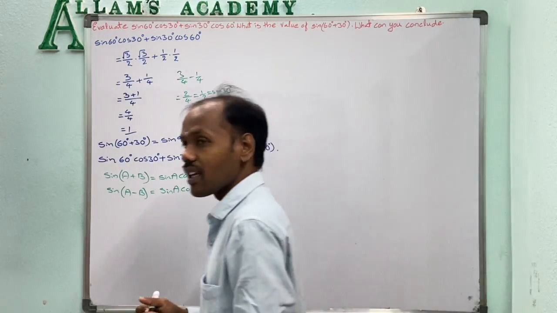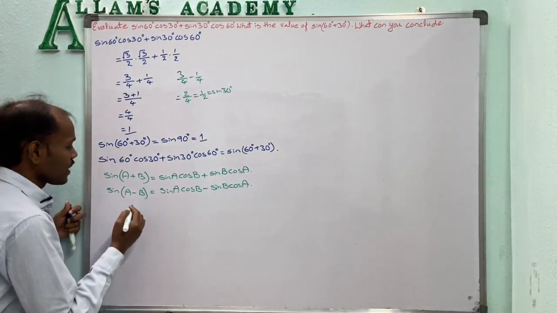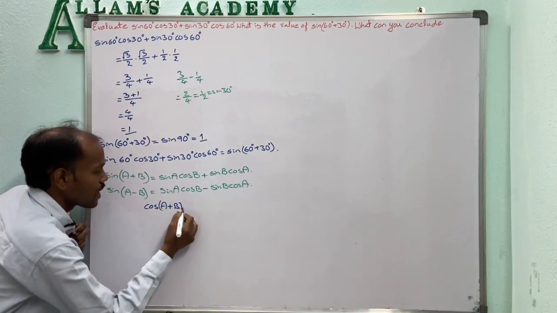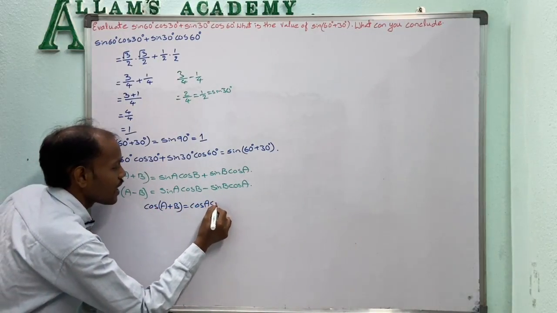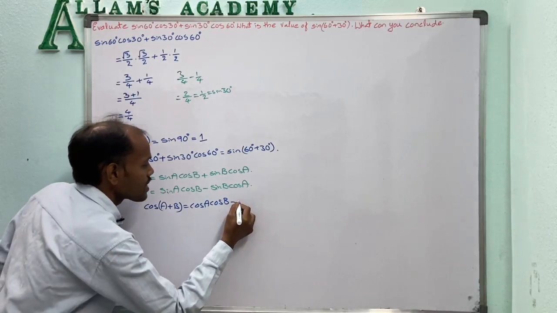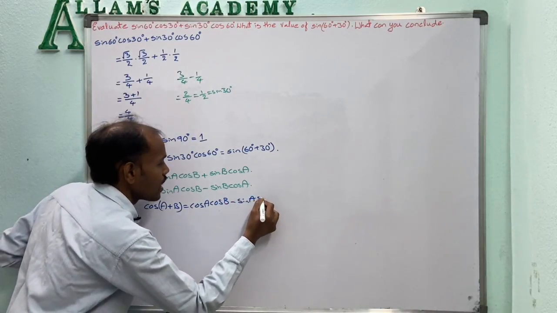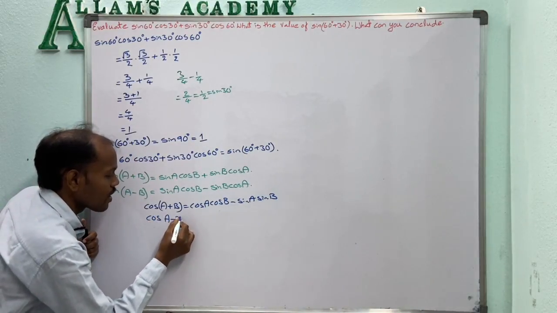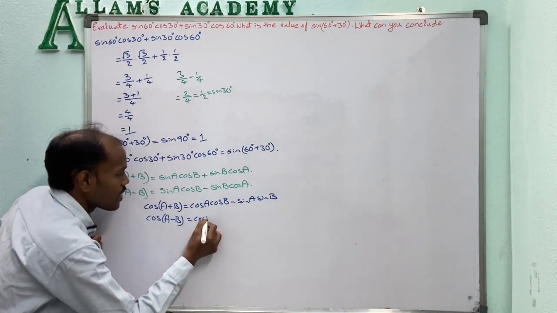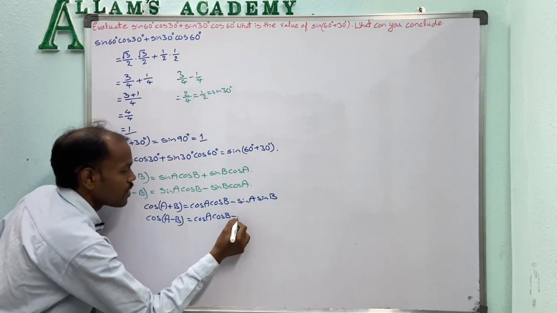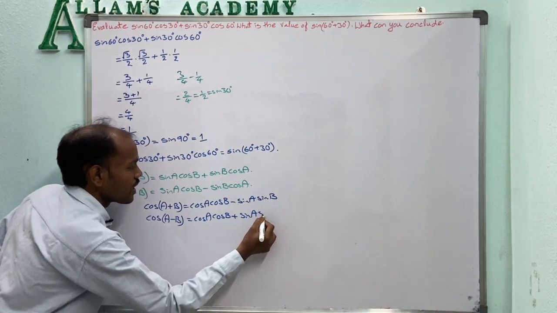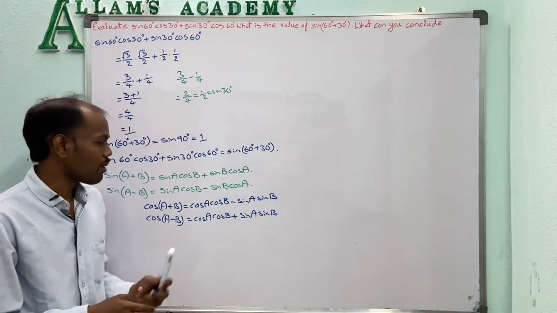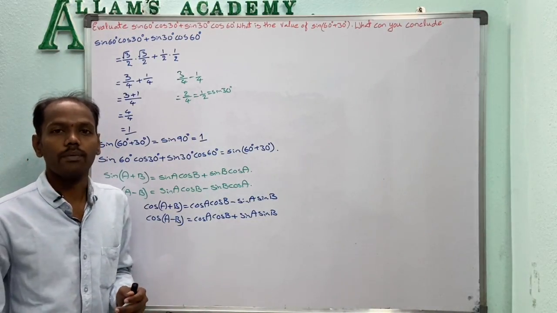Similarly, if we take cos of a plus b, we can write cos a cos b minus sin a sin b, and cos of a minus b equals cos a cos b plus sin a sin b. This one also we can write. About this one, next we see the problem.